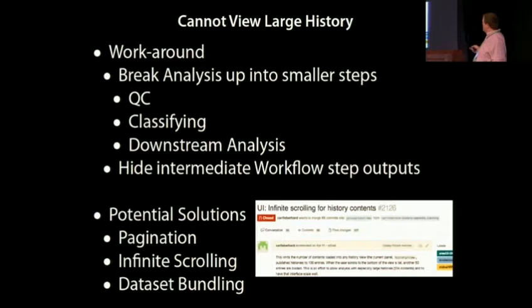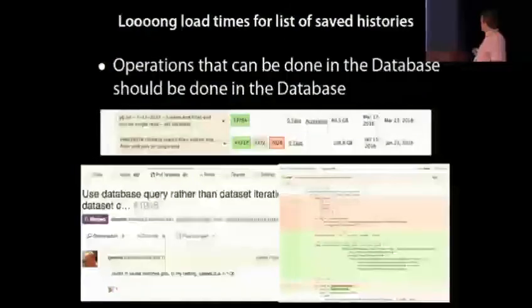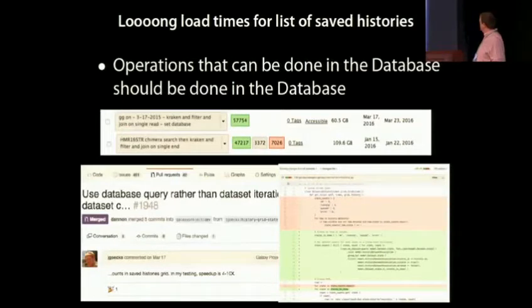So if you can't view a large history, break it up into steps. Use a history for quality control, classifying, and then downstream analysis. You might want to hide your intermediate workflow steps. There are other potential solutions that are being worked on, particularly by Carl, as far as allowing us to view additional large data sets or large histories.